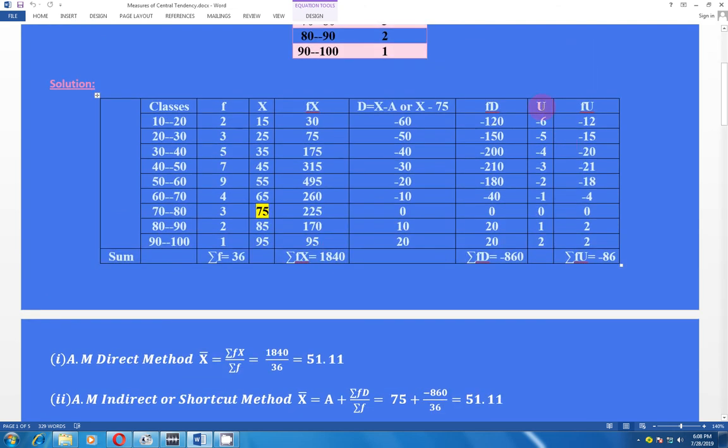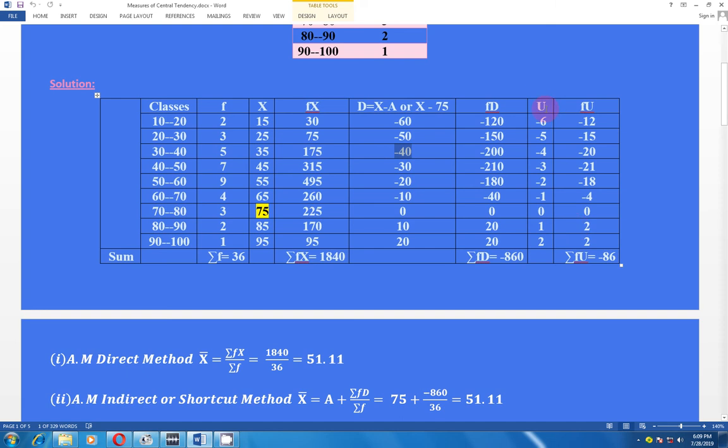Now what is u? U is equal to x minus a divided by h in group data. Or we can say that u is equal to d divided by h, because d is equal to x minus a. So we just put d instead of x minus a. So d is minus 60, and h is the difference of x values, that is 10. So minus 60 divided by 10 is equal to minus 6. Minus 50 divided by 10 is equal to minus 5. Minus 40 divided by 10 is equal to minus 4, and so on.